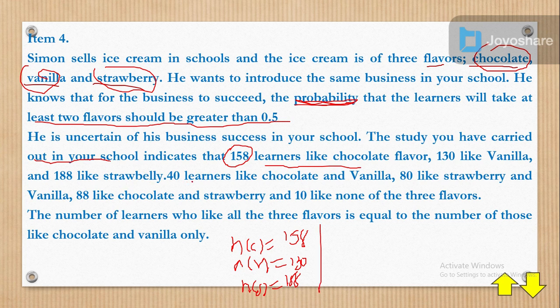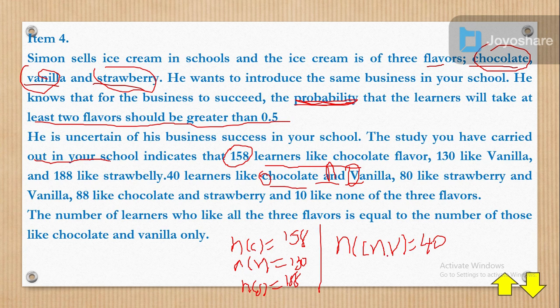Okay, the same. 40 learners like chocolate and vanilla. That means that number in chocolate intersection vanilla is 40. Now, what does this imply? Please, the word and means intersection. So they say that 40 like chocolate and vanilla. This and means intersection. So the C intersection vanilla. Okay, good. We have it as 40.